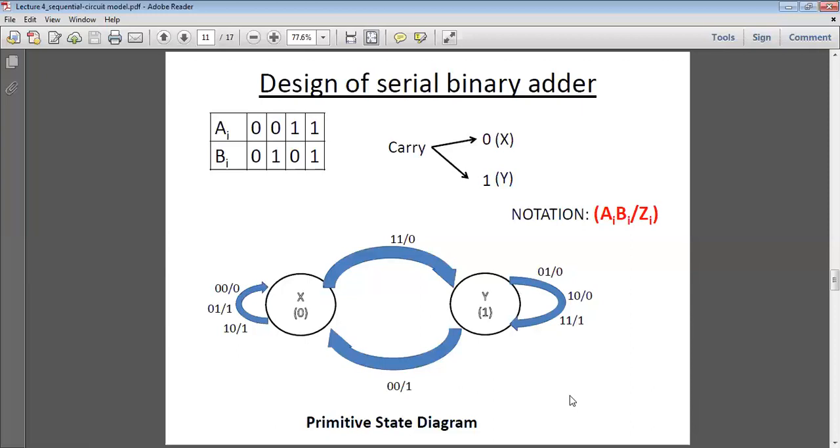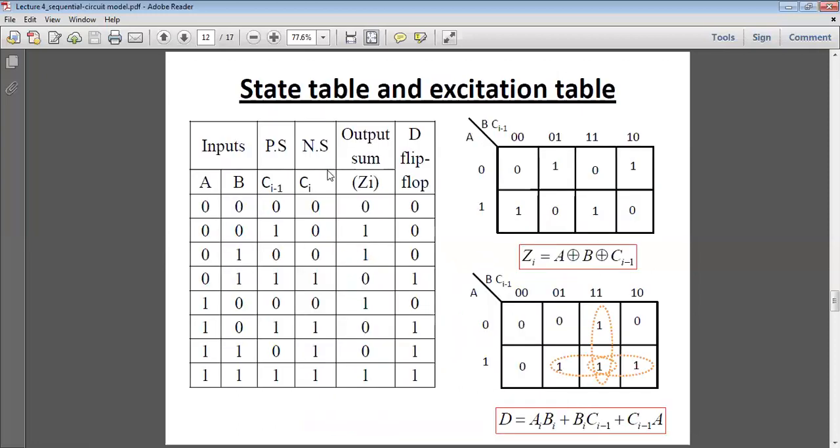Here there is no option to simplify the circuit because there are only two states. Now from the state diagram we have to find the state table and excitation table. Here one table we have shown, the state table and excitation table. What are the external inputs? A and B are the external inputs. The present state is C_{i-1}, C_i is the next state, the output is Z_i, and here we use a D flip flop. This is the excitation table from the present state and next state for the D flip flop.